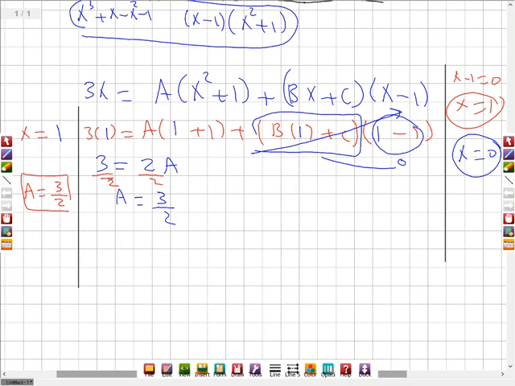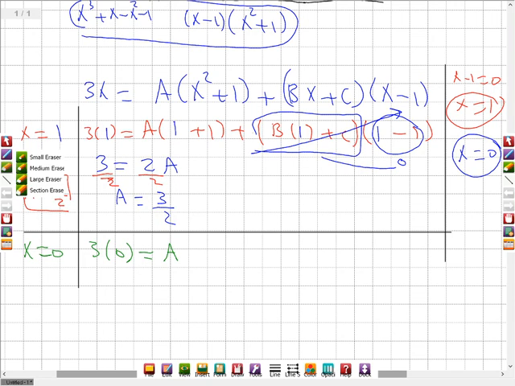Leave this on the side. Now the second value I'm going to choose is 0. Okay, x equals 0. Then 3 times 0, a. I know what a is. Let me just replace a by its value. A is in blue. I want to keep it in blue. Back to the green.